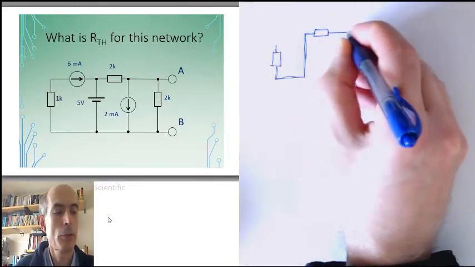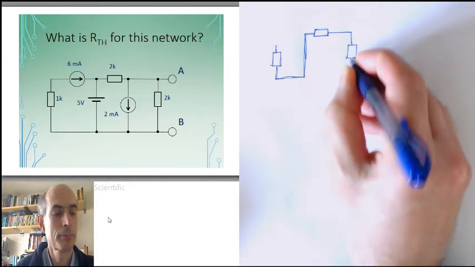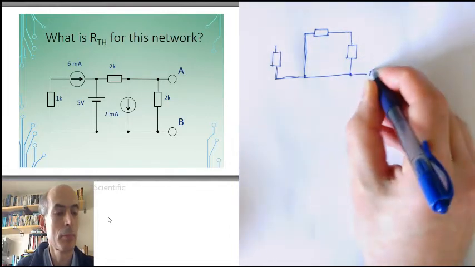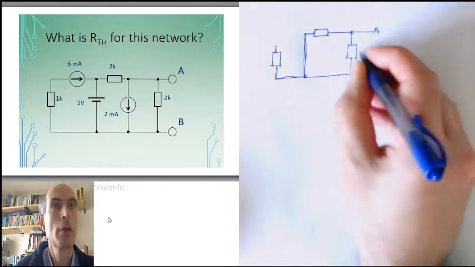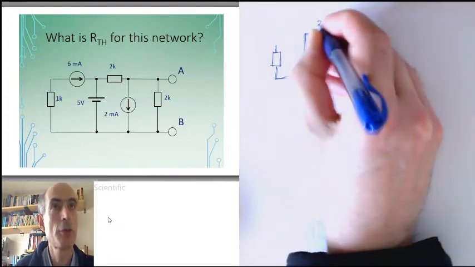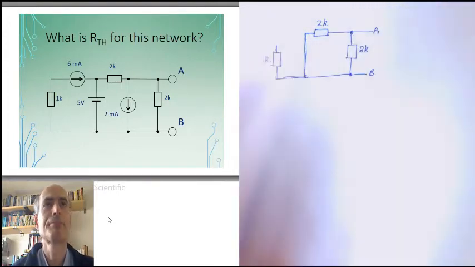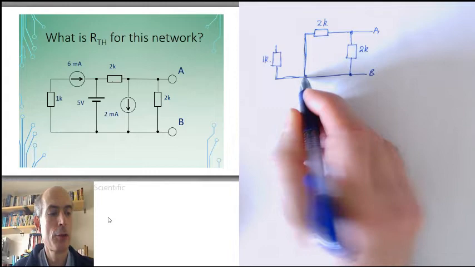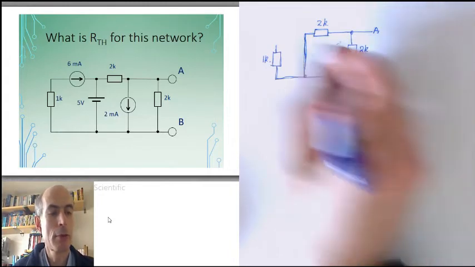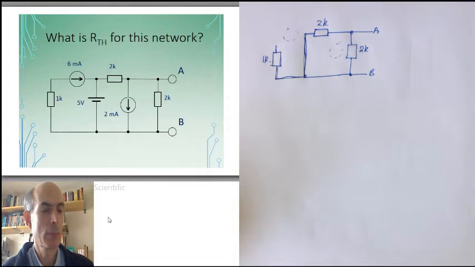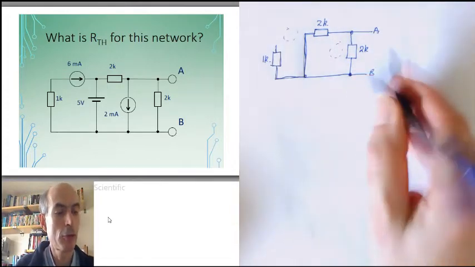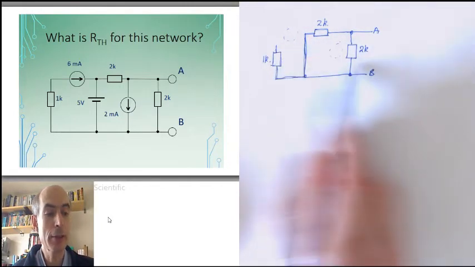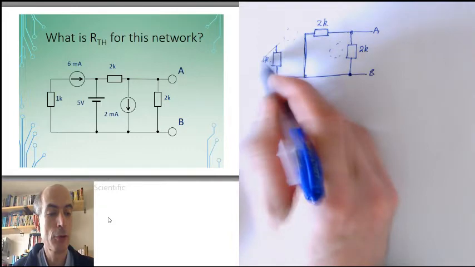So we would end up with a circuit that looks like this. This is a 2K resistor, this is a 2K resistor, this is a 1K resistor. This is the wire that's replaced our voltage source. This is the gap that used to have the current sources in them. Well, if we look at the total resistance between A and B, no current would flow through the 1K resistor here in this circuit because it's got nowhere to go, so we can just ignore it.